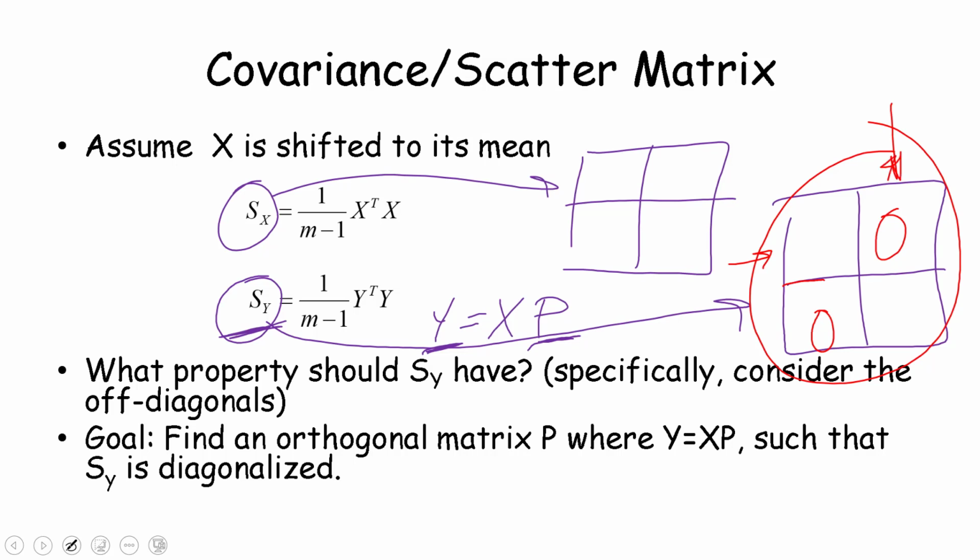They are independent. To rephrase our goal mathematically, we are trying to find an orthogonal transformation matrix such that after we multiply it with X, we get a matrix Y whose scatter matrix is diagonalized with non-zero values on the diagonal and zeros everywhere else.